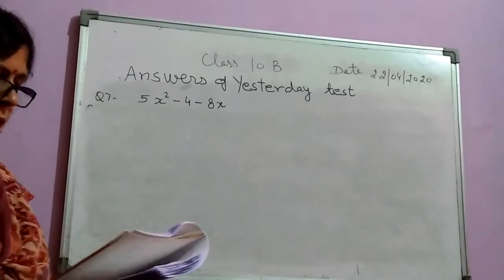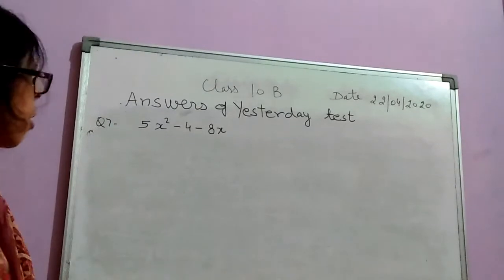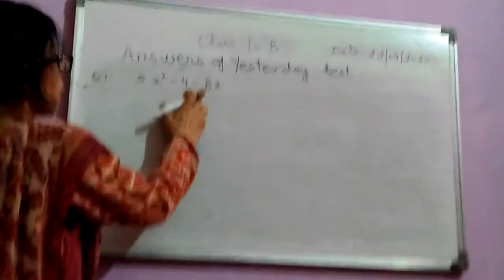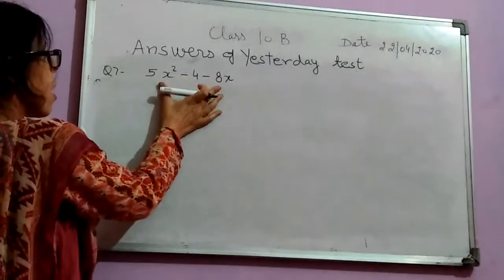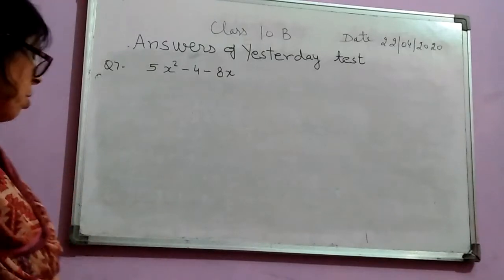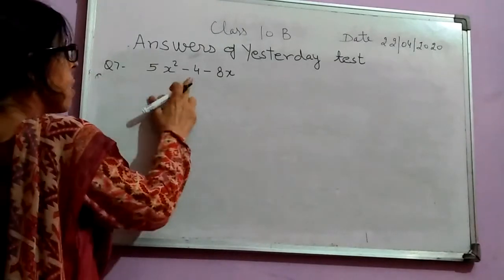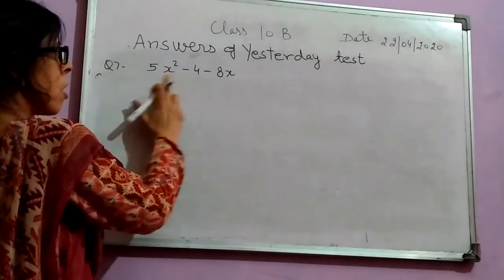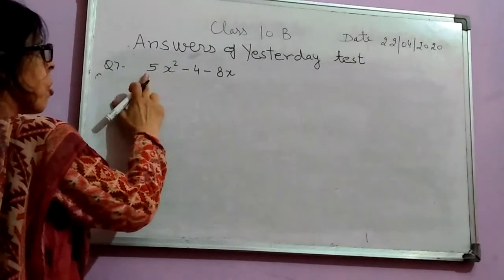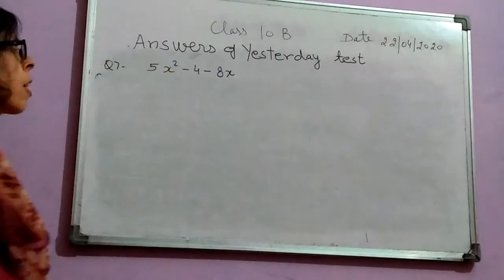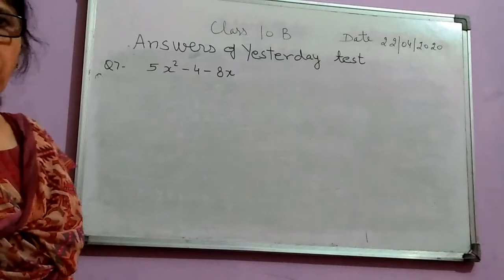Now I will tell you the answer of question 7. Question 7 is: you are given a polynomial and you have to find its zeros and verify the relation between zeros and coefficients. Now for finding the zeros, you have to write it in standard form. For this, standard form is a polynomial written such that its terms are arranged according to descending order of power of variable.